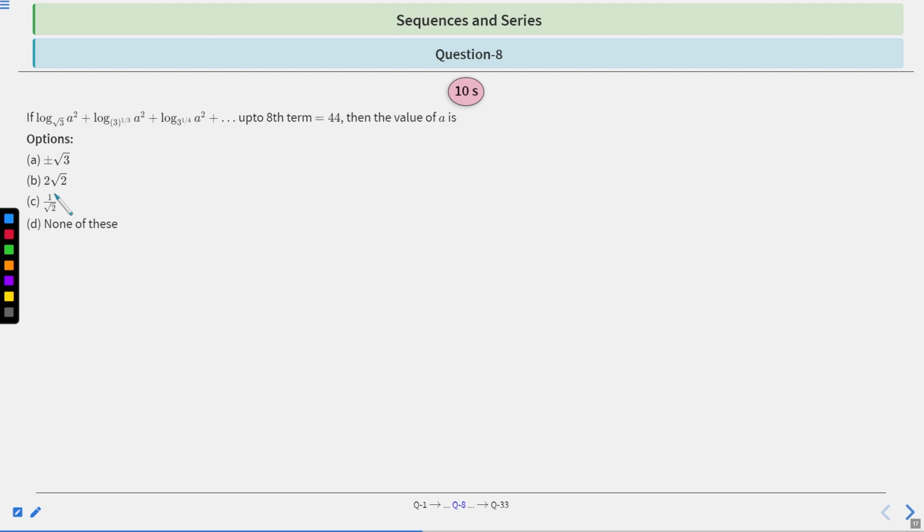Let's move to question number 8. If log root 3 a square plus log 3 to the power 1 by 3 a square plus log 3 to the power 1 by 4 a square up to 8th term is 44, then the value of a is. So let's move to the solution part after 10 seconds.